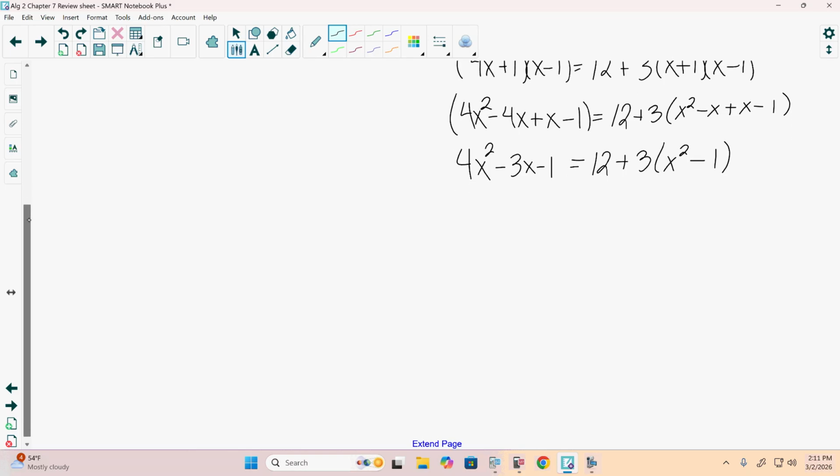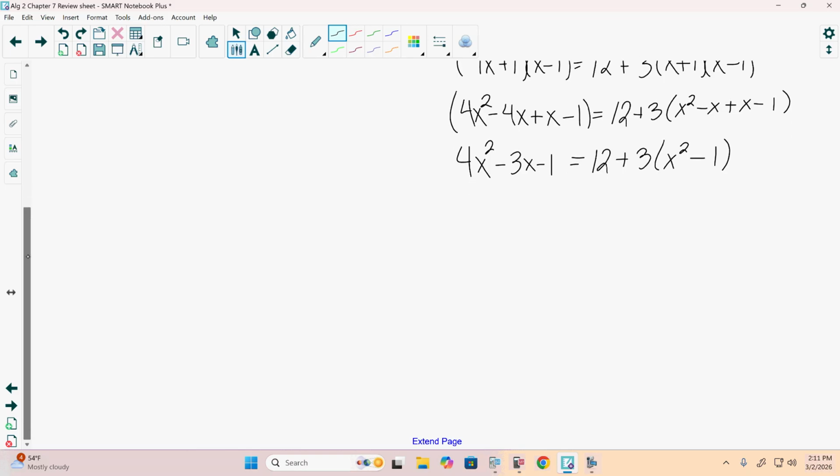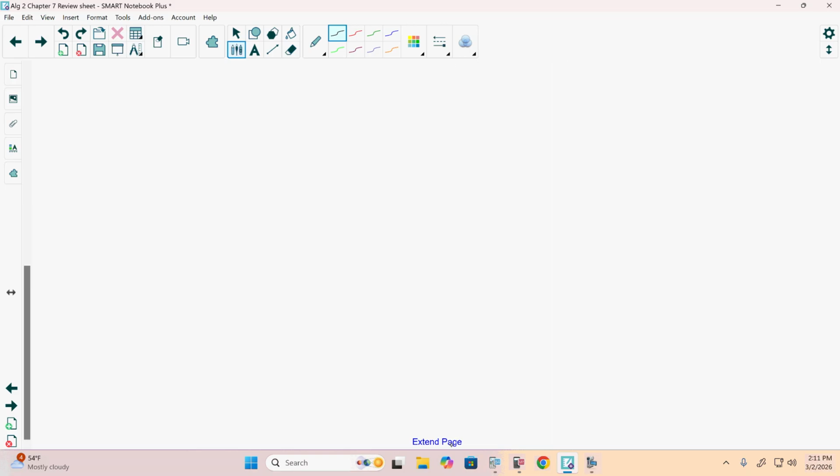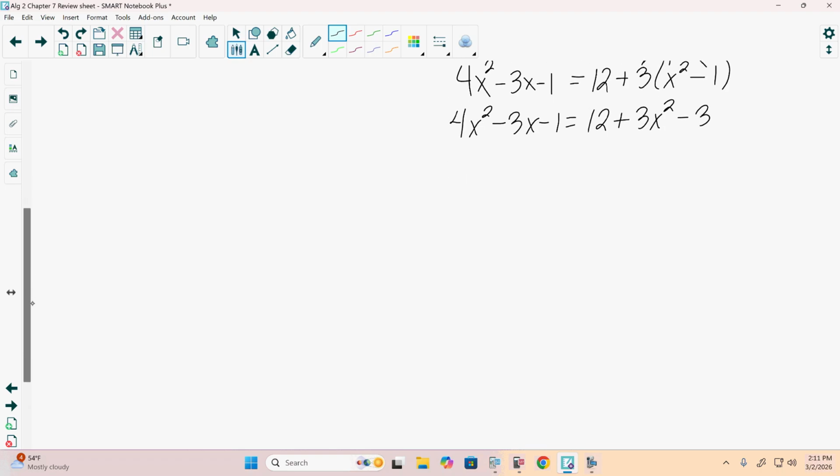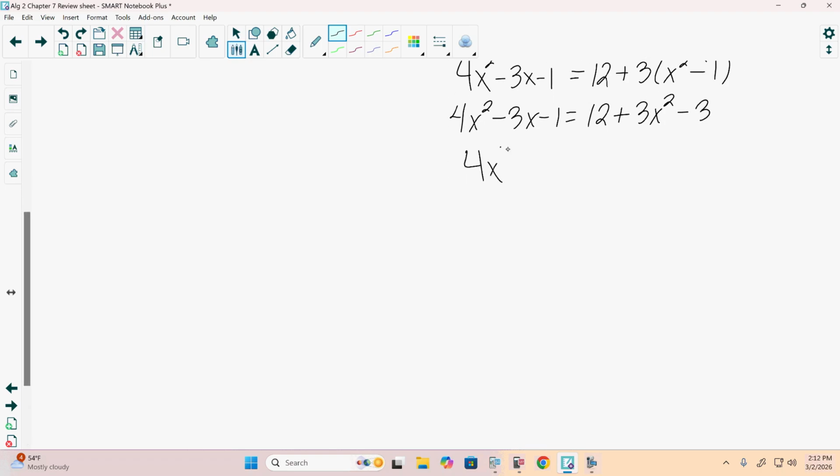Now at this point here, I would not start getting these equations equal to 0 quite yet, because we still have to distribute the 3 and then combine like terms. Our 3 times x squared is 3x squared. 3 times negative 1 is negative 3. Now we do have like terms on the right-hand side. 3x squared does not have any like terms, so it's just going to be 3x squared. 12 minus 3 is going to be plus 9.